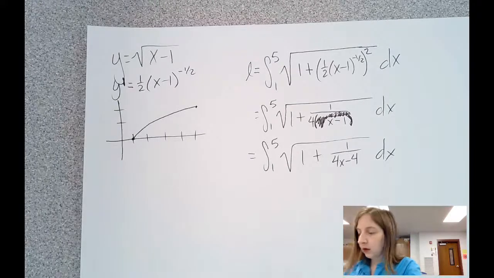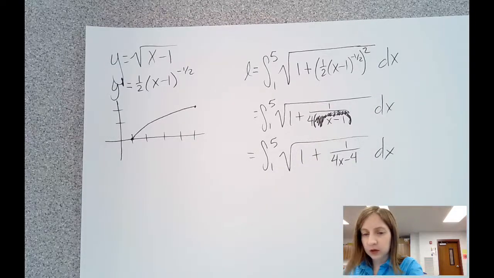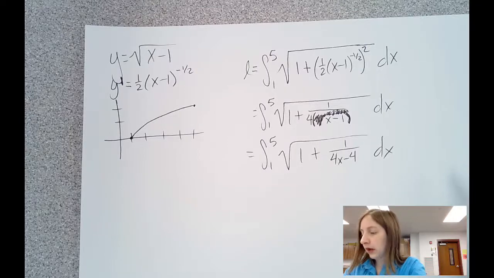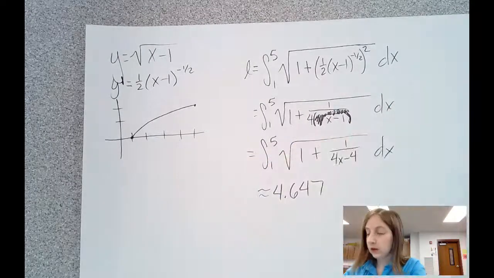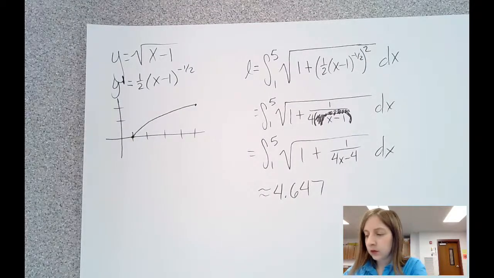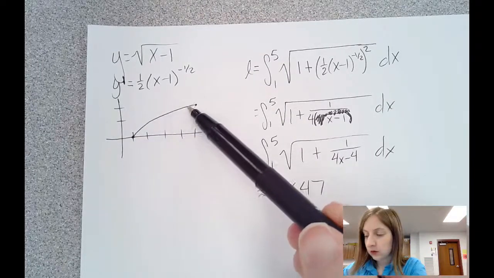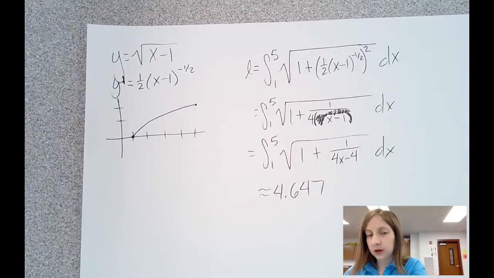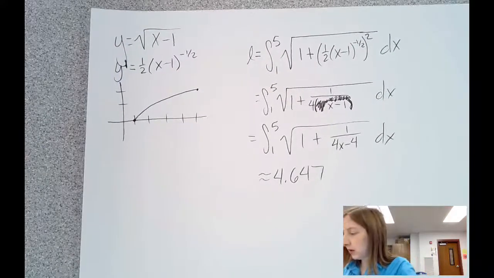Just like that. And then, of course, find that integral. Again, that one I would probably say just do using an integral calculator. That's not one you're going to necessarily have to be able to do by hand, which gives us about 4.647 is the length of this curved line. So it's just finding each of these distances and then adding them all together. Okay? So that's your length. So we're just going to do one example of that.